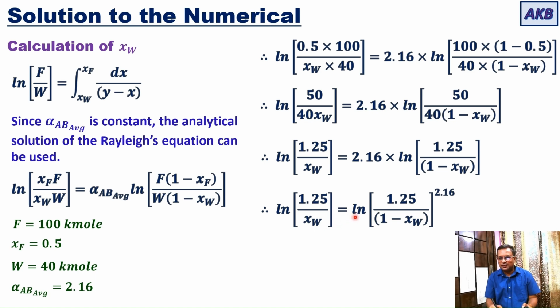of 1.25 divided by 1 minus xw raised to 2.16. So here I have used the logarithmic identity. What is that? m into ln of n is ln of n raised to m. So I have used the logarithmic identity to get this equation.